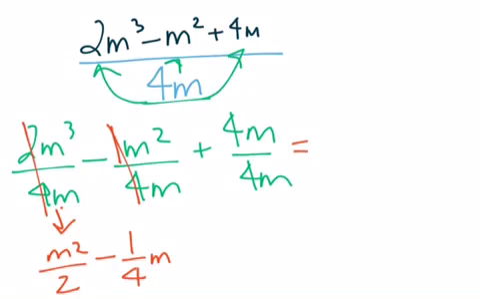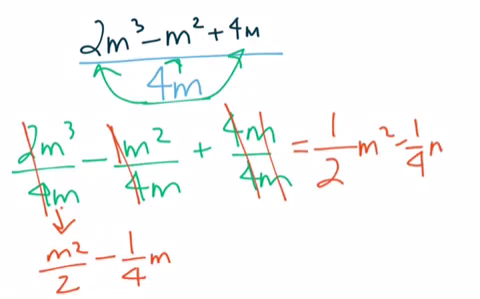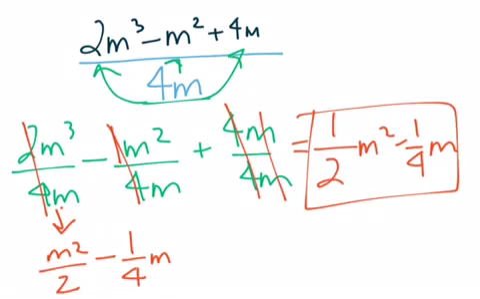Alrighty. And then we have 4m over 4m. 4's cancel out, m's cancel out. That is your final answer. And again, you could write m squared over 2 like this: 1/2 m squared minus 1/4 m. Either way works, whatever you're comfortable with. So again, the same steps, except there's just more steps, because you have more monomials.